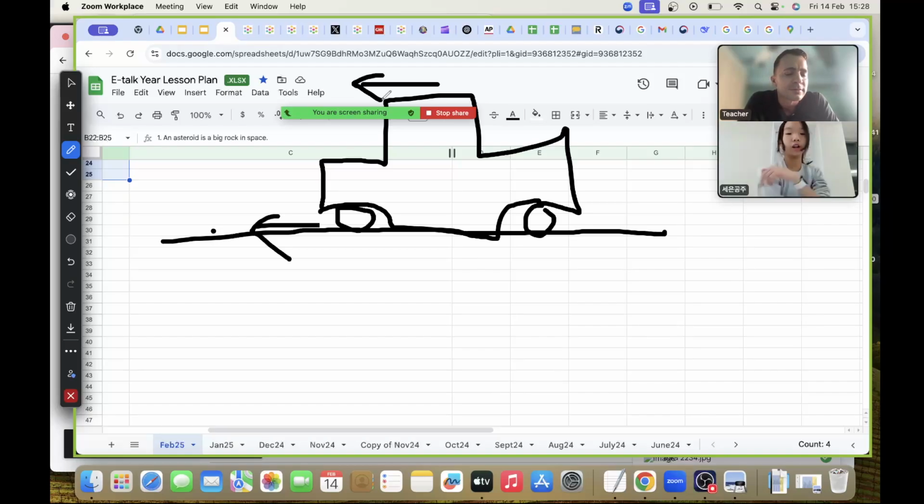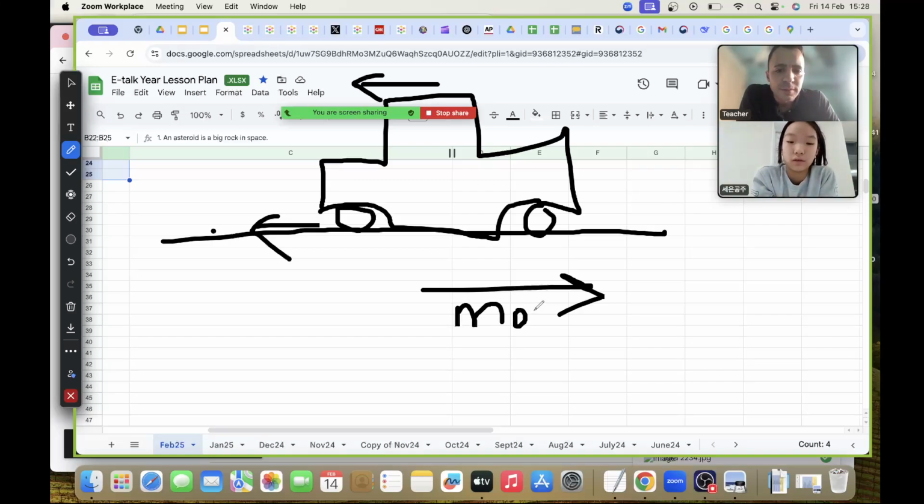So the car is moving this way or this way? The car is moving towards the right. Okay, Lily, Newton's first law says that this car will remain moving forward unless an external force is applied to it. So how can we remove the air resistance? We want to remove the external forces because look at Newton's first law. Look at that sentence.